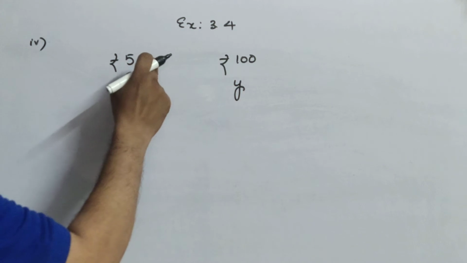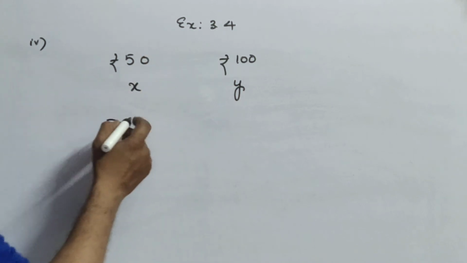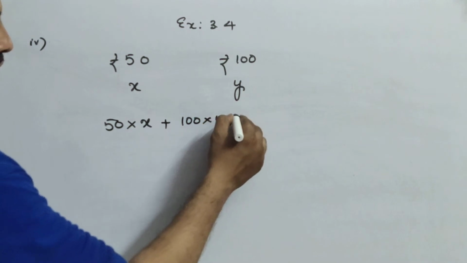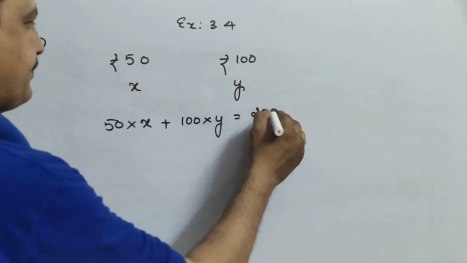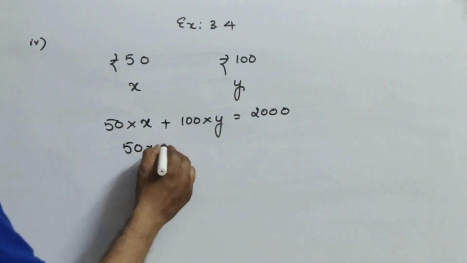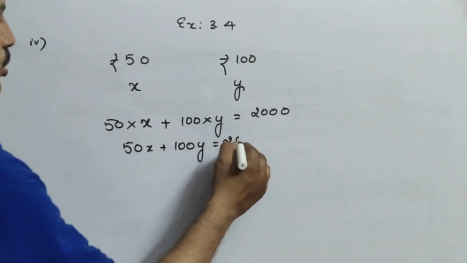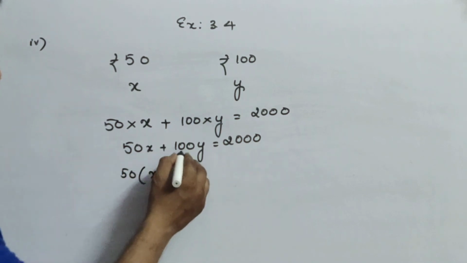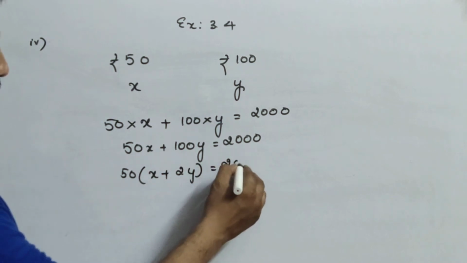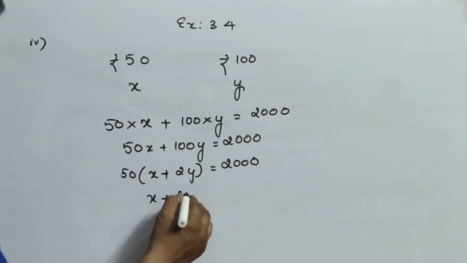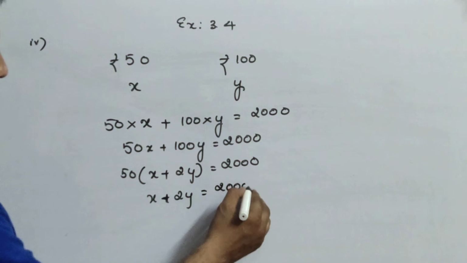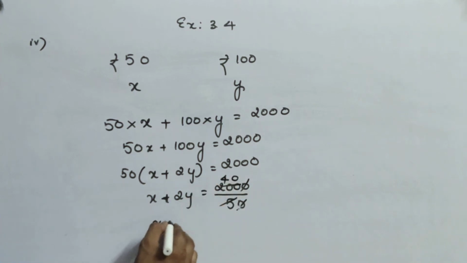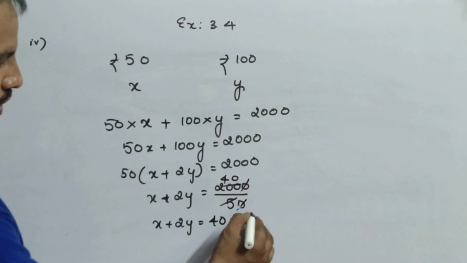That means the total amount will be 50 into X, that means 50 rupees into the number of 50 rupees notes, plus 100 rupees into the number of 100 rupees notes. That is total amount, how much? 2000 rupees. That means 50x plus 100y equals 2000 rupees. If you take 50 common, x plus 2y equals 2000 by 50. Zeros get cancelled, 5 ones are 5, 5 fours are 20, so 40. So x plus 2y equals 40. So this is one equation.